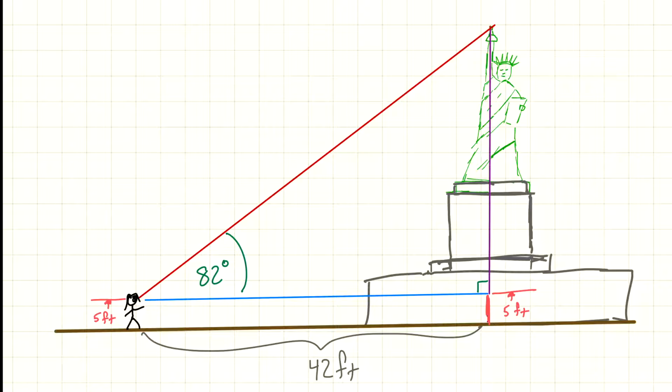It should represent the situation. In this case, just by looking at it, you know it has something to do with the Statue of Liberty or some green monster on top of a pedestal. So I have the measurements given to us. So there's the 42 feet away, and then there's the 82-degree angle.